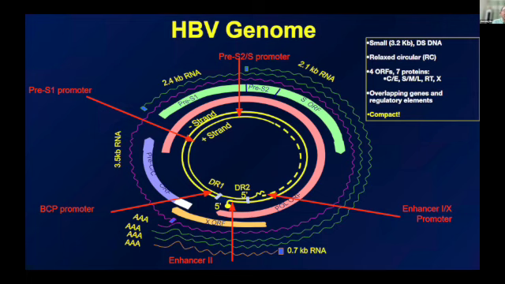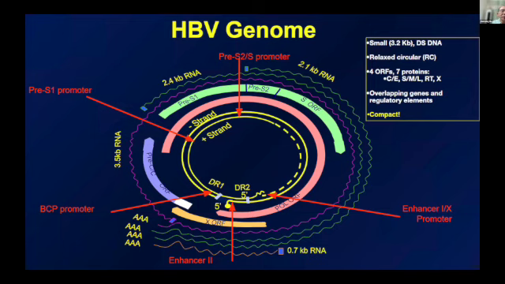In addition to that 3.5 kb RNA, there are also the 2.4 and 2.1 kb RNAs. Those two are translated to make the viral L protein and M and S protein, respectively. And for production of the viral X protein, there's a separate X RNA, the 0.7 kb RNA. What's also depicted here is that all the viral RNAs have the same 3' end that terminates at the same polyadenylation site. So indeed, the viral genome is very highly compact.